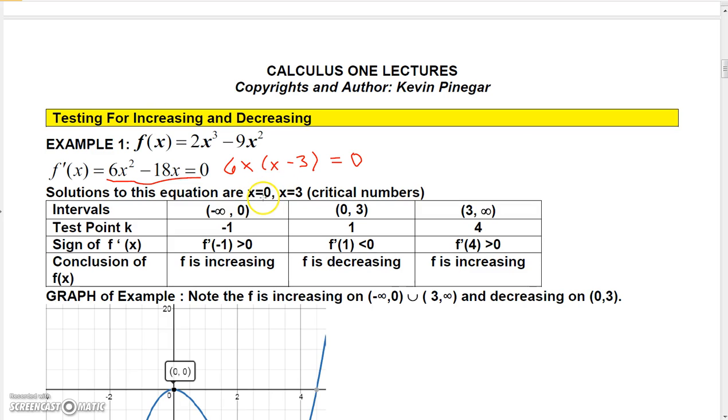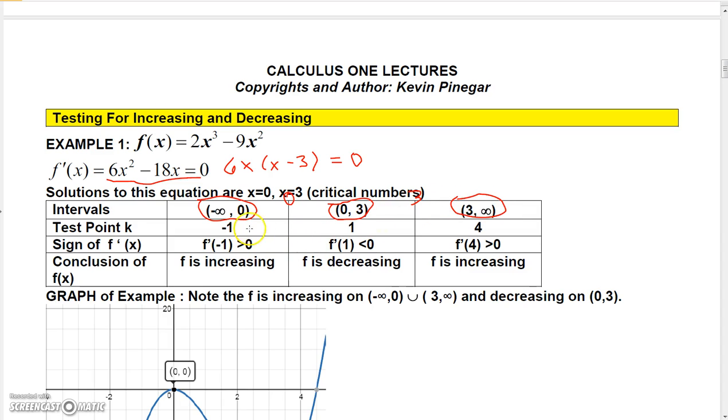So the critical numbers are 0 and 3. So basically, let's say 0 is right here, and let's say 3 is right here. Okay, so basically that breaks my x-axis up into 3 intervals. All the numbers less than 0, negative infinity to 0, all the numbers between 0 and 3, so 0 to 3, and all the numbers greater than 3, 3 to infinity.